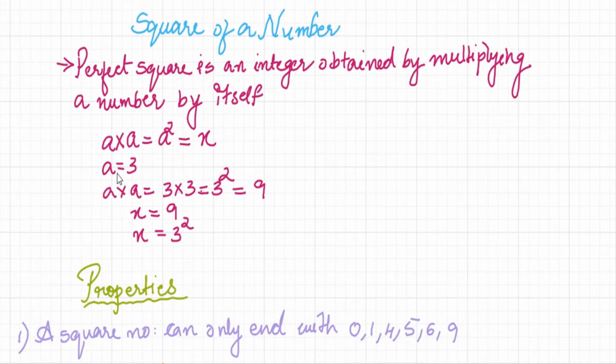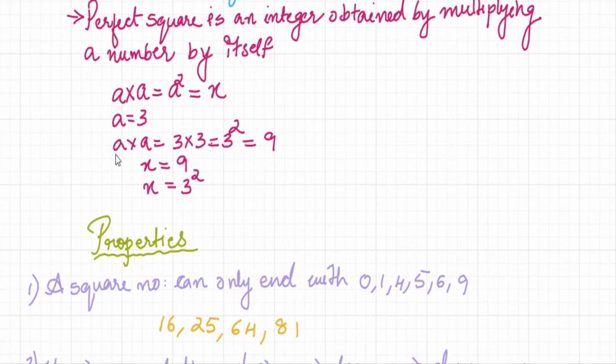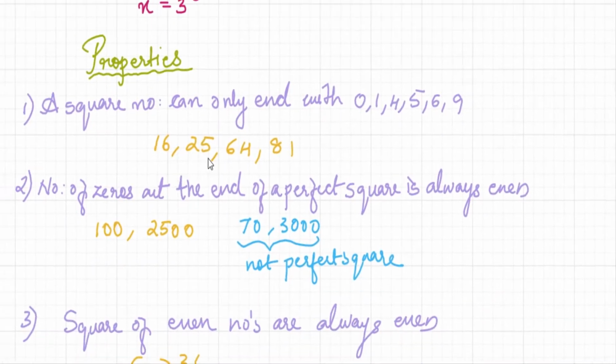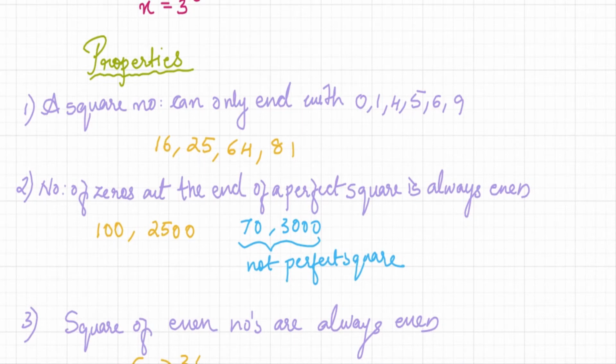For example, say a is equal to 3. So a into a, that is 3 into 3, is equal to 3 square, that is 9. So the square of 3 is 9, and we can write it as x is equal to 3 raised to 2, or 3 power 2. So that's it. Now we discuss the important properties of squares. There are 10 important properties. So we start with the first property.